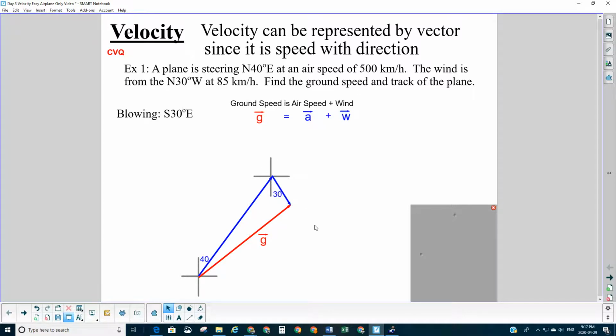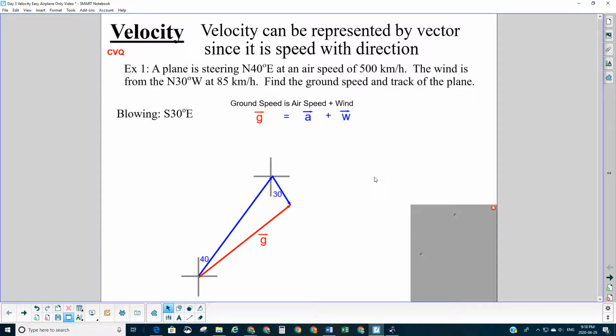It's pushing it off to the side, but it is influencing it a little bit. So I'm going to guess that this red vector is going to be slightly smaller. That's not always the case. Maybe the wind's blowing with you, and it actually goes bigger.